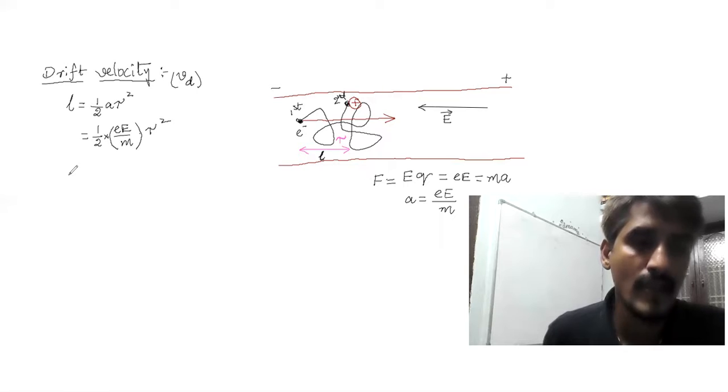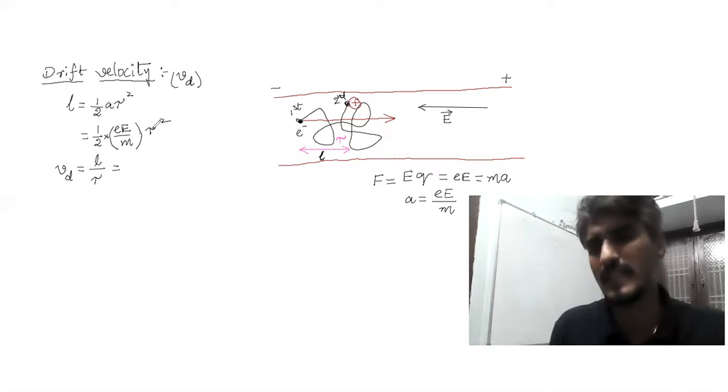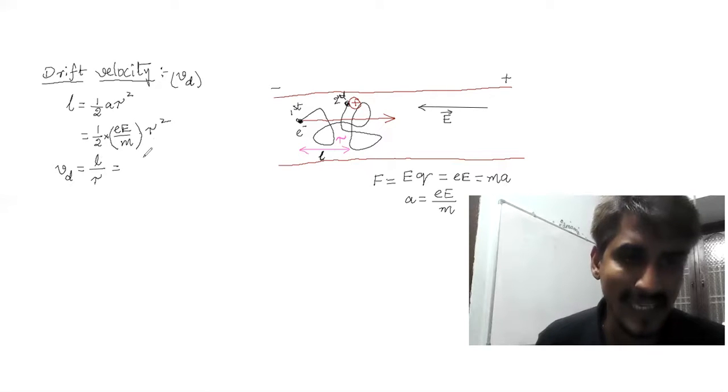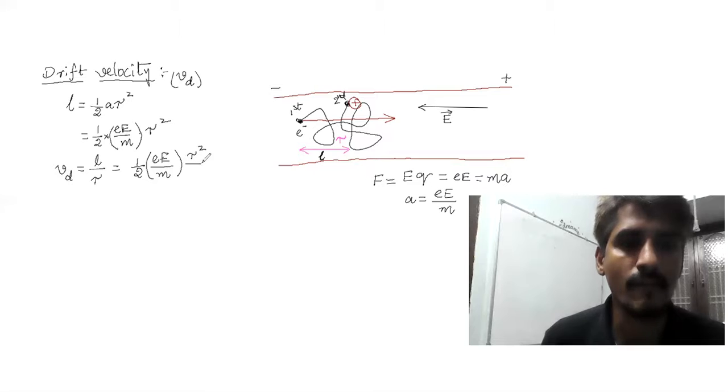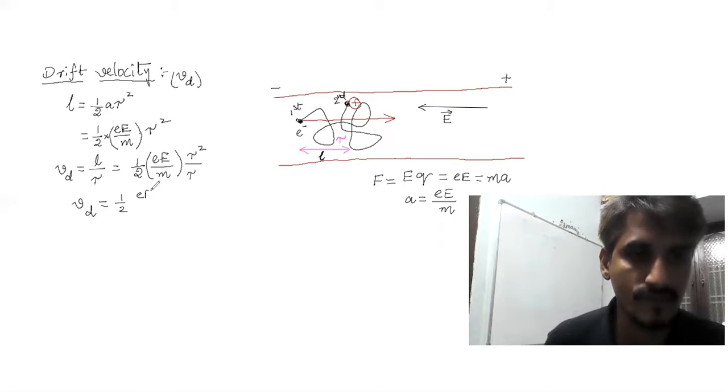Now this drift velocity can be written as L by tau, because it is displacement by time taken, very simple, average distance by time taken. Then we can write it as half into E by m into tau square by tau. Hence Vd is equal to 1 by 2 into E by m into tau.